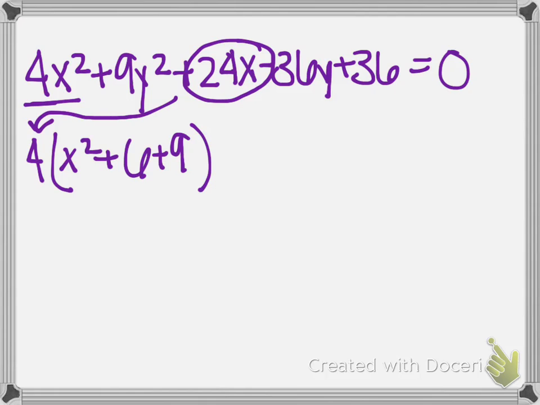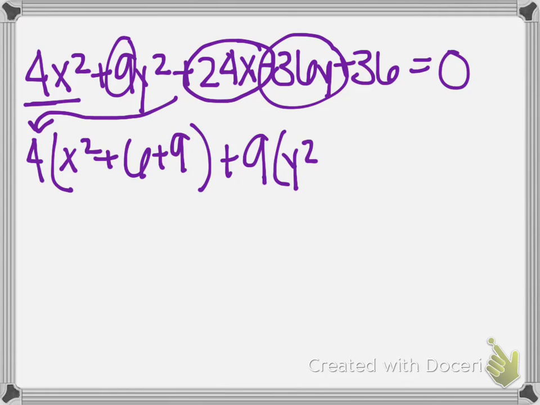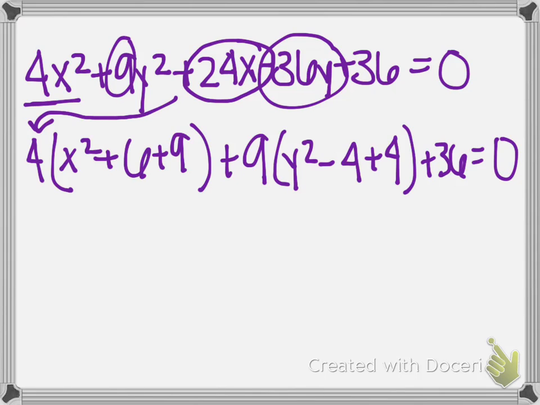So we're going to do the same thing with the y. The coefficient of y squared is 9, so you add 9 and then y squared on the inside of the parentheses, and then the coefficient of y is negative 36, so you divide negative 36 by 9, and that's negative 4, and then half of negative 4 is negative 2, and once you square negative 2, it's 4. So then plus 36 equals 0.